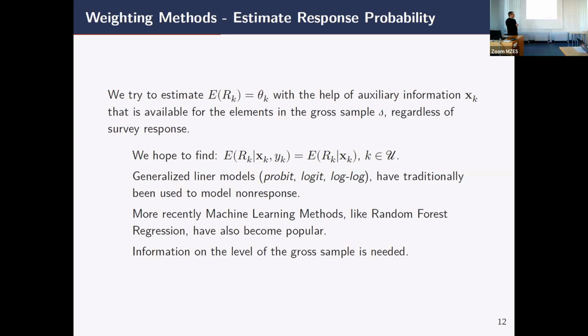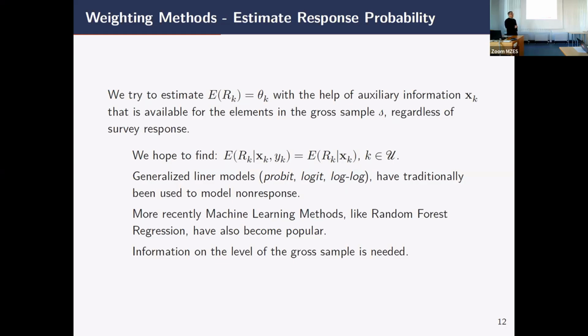So what we hope to find is that this relation is satisfied, so that response, conditional on our auxiliary information, is independent of our variable of interest. This is also called the missing at random assumption: conditioned on some auxiliary information, response doesn't depend anymore on our variable of interest.